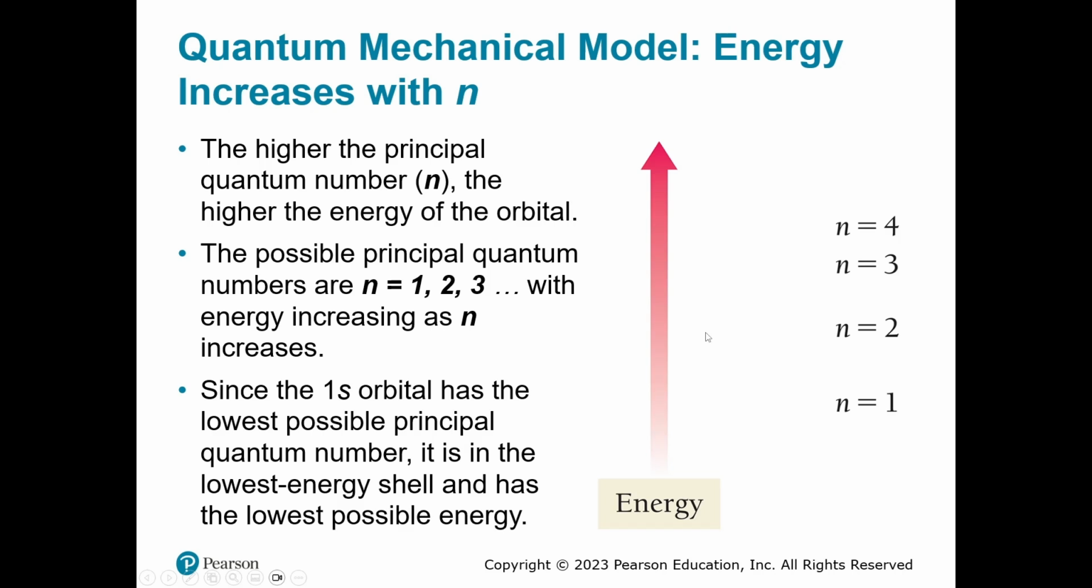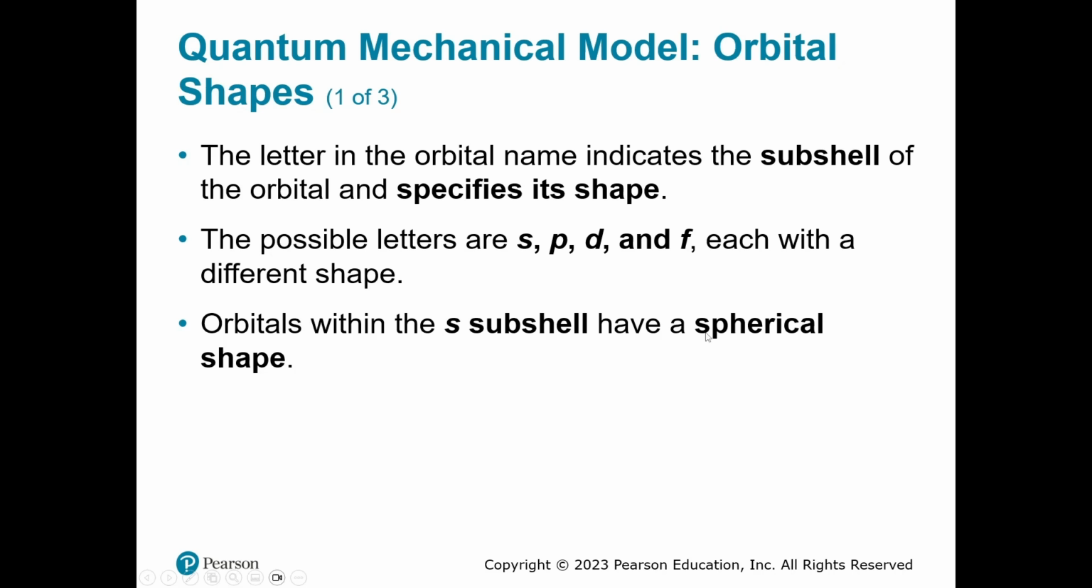So an n=1 orbital in the first row of the periodic table is going to be lower in energy than an n=2 orbital, or an orbital that's in the second row, third row, fourth row, fifth row, so forth and so on. So we have different types of shapes, or subshells, we refer to them as sometimes.